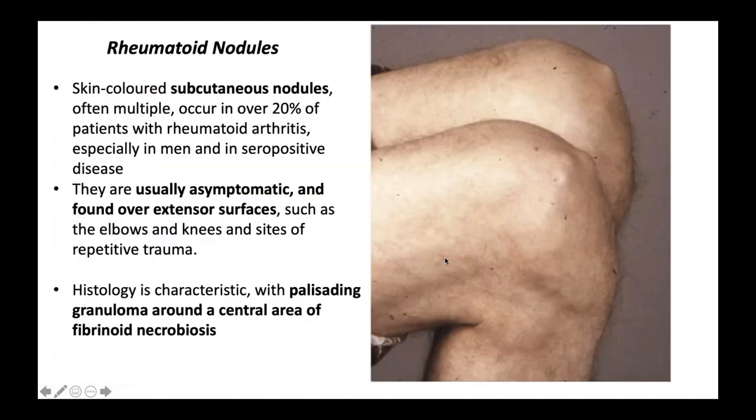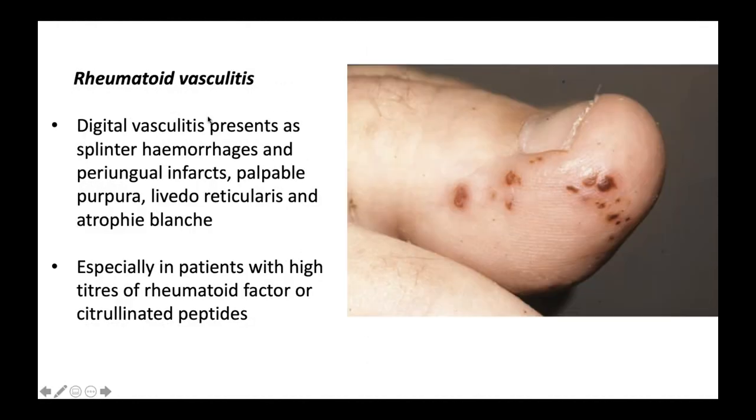So this is how your subcutaneous nodules look. These are skin-colored subcutaneous nodules. They're often multiple and may be present in up to 20% of patients with rheumatoid arthritis. They are usually asymptomatic and found over the extensor surfaces, such as elbows and knees, which are sites of repetitive trauma. Digital vasculitis can present as splinter hemorrhages, periungual infarct, palpable purpura, or livedo reticularis. And this is associated with high titers of rheumatoid factor or anti-citrullinated peptides, or anti-CCP.